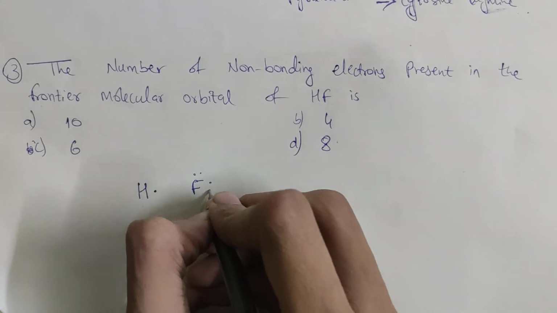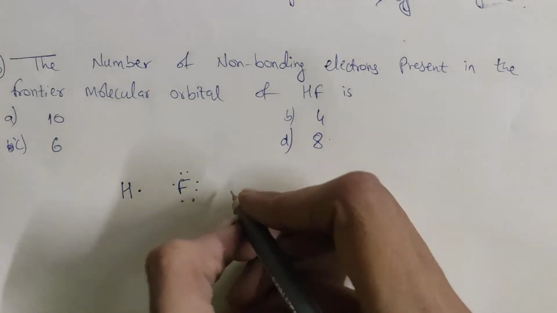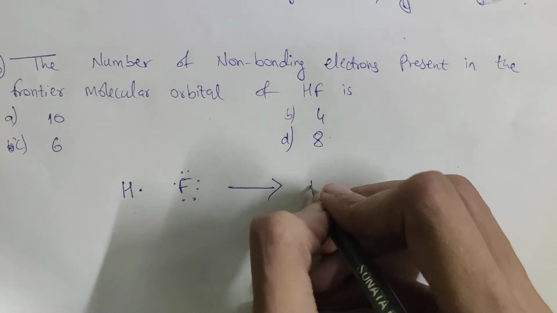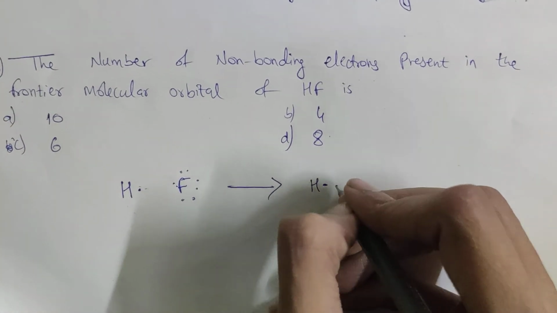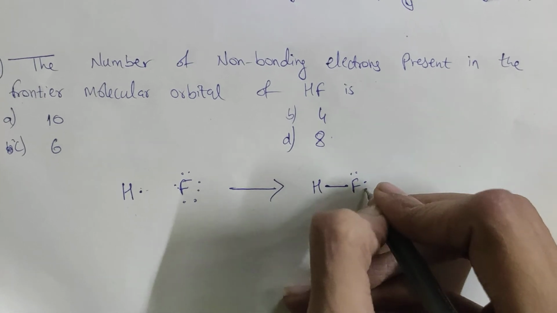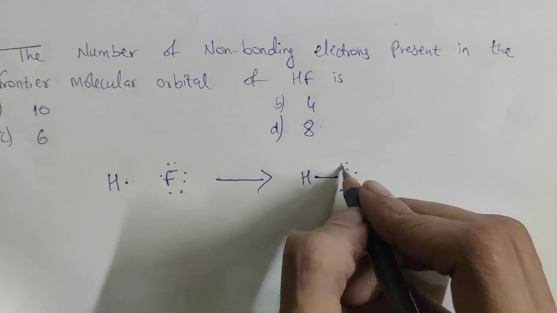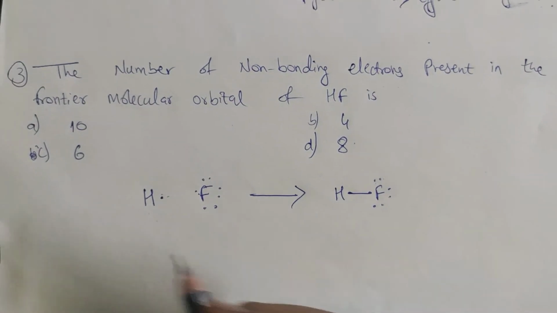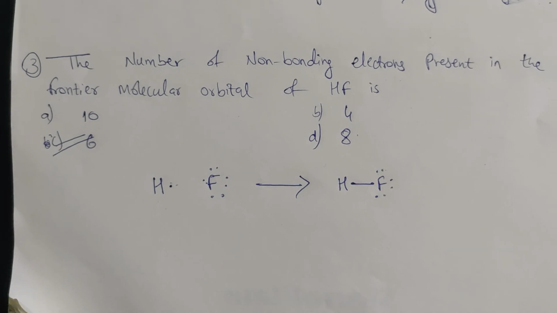So when they combine, these two combine to give you a bond. This one along with this one, and other than that they have asked us the number of electrons. So here you have 1, 2, 3, 4, 5, 6. This is comparatively a very easy one. So you have 6 electrons.